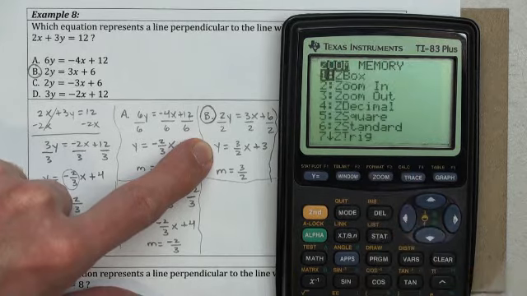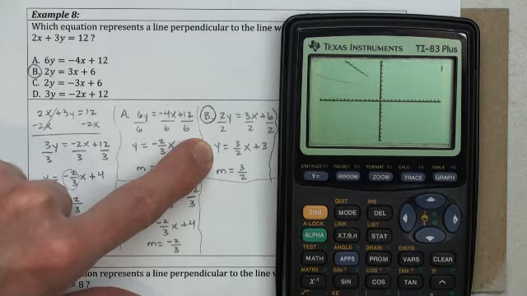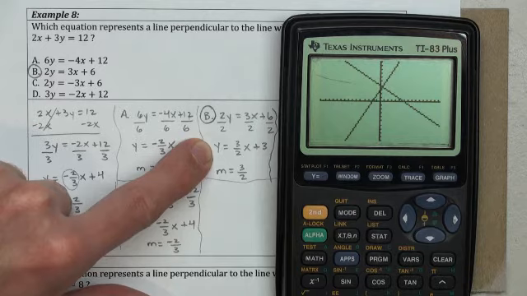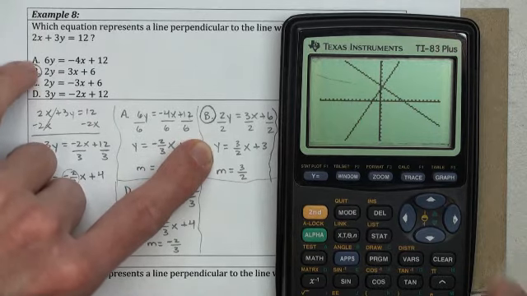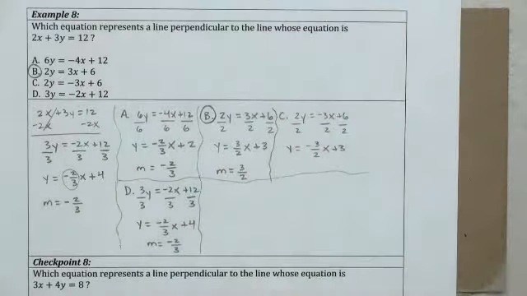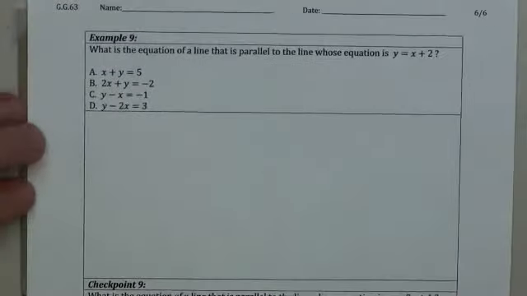Now we got to hit zoom and then 5 for z square. And you can see that those definitely look like they're perpendicular. Okay, so we can be confident that we made the right choice. You can do checkpoint 8 on your own. Here's example 9.